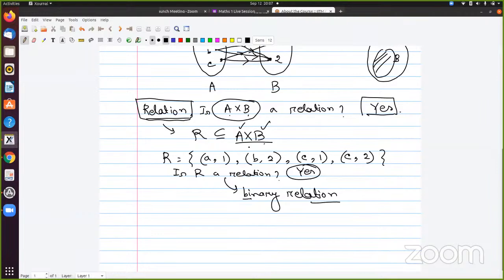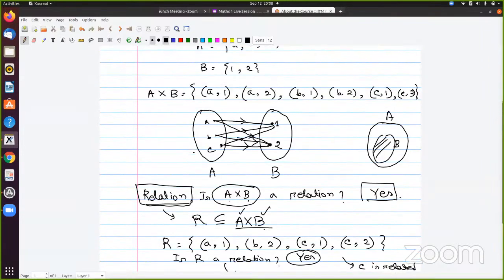Sir, what if someone asks that C is related to whom? So what would we answer? Is it one or two, or both? C is related with both. C is related with one and C is related with two. So C is related with both of them. So can we write it randomly? Yeah, so this is any proper subset. So all possible subsets of A cross B will be a relation.